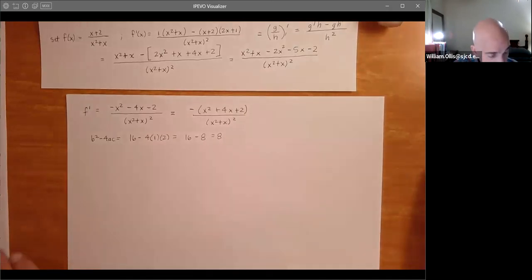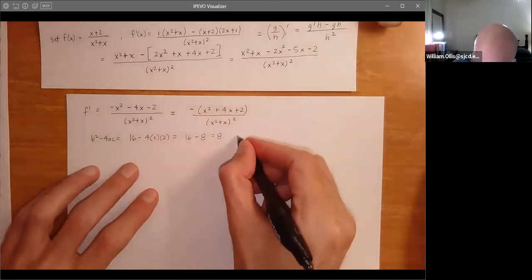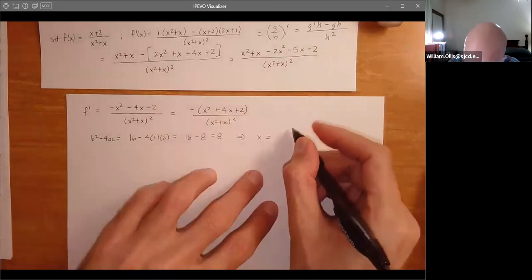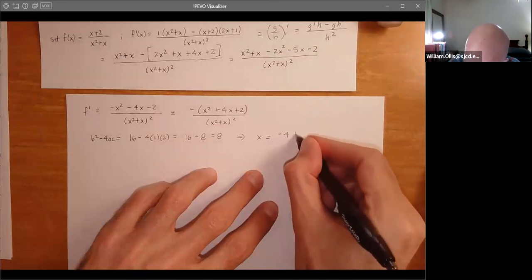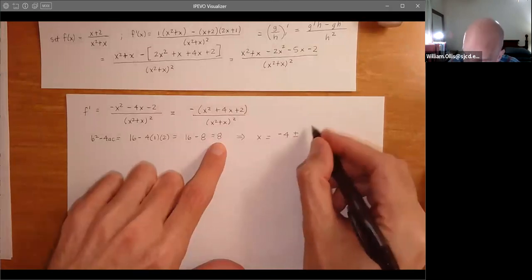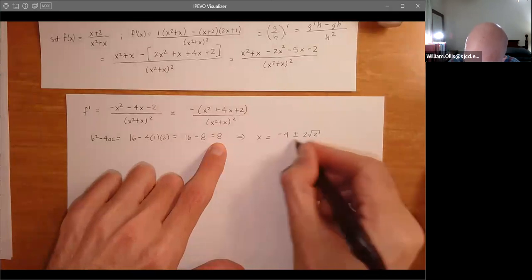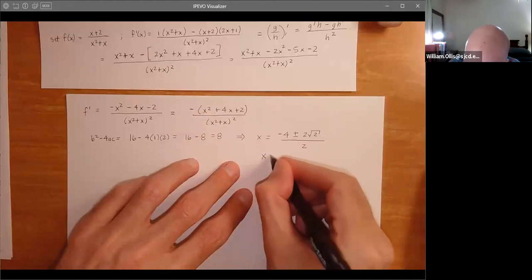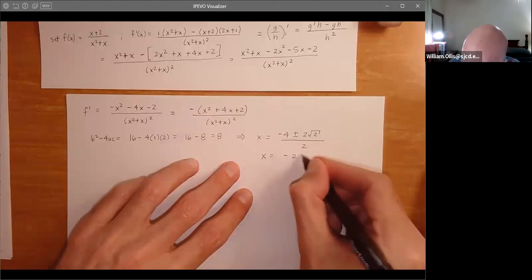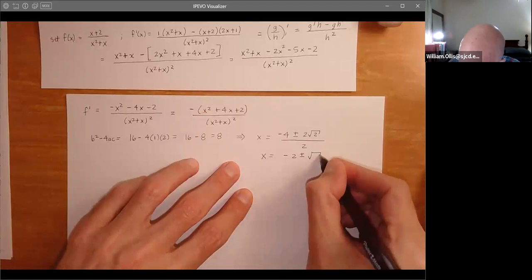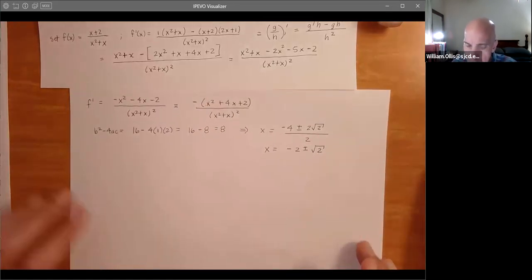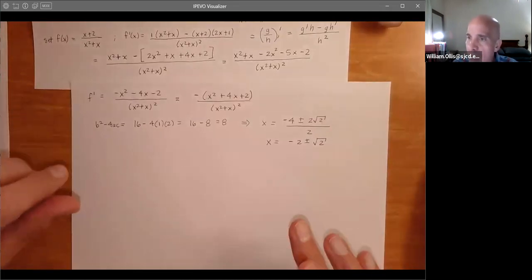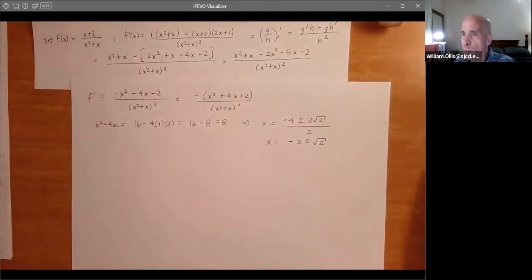So now when we look at this and we make use of the quadratic formula, we have x now equals the opposite of b, the negative 4 plus or minus the square root of 8, which is 2 root 2, divided by 2a, which is 2. So we have x equals negative 2 plus or minus the square root of 2. Now, again, this is such simple algebra that we have to be actually much more careful with it.